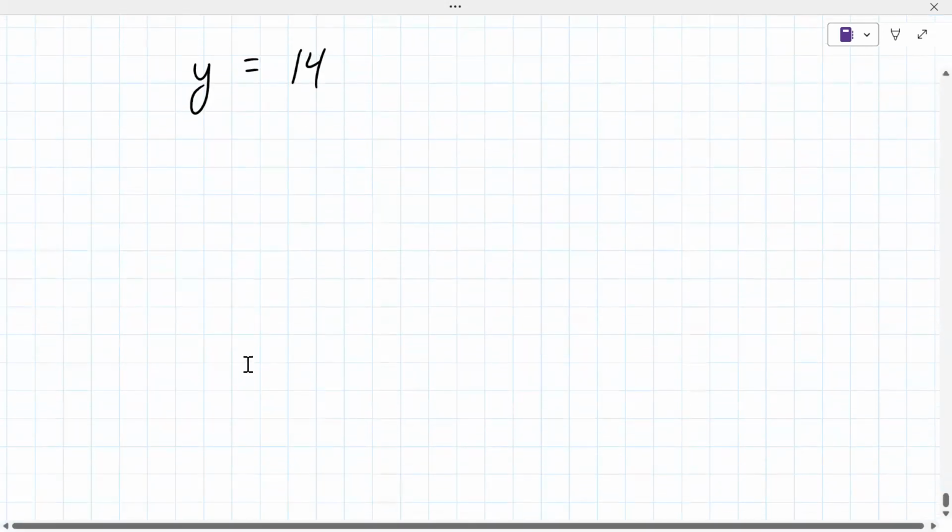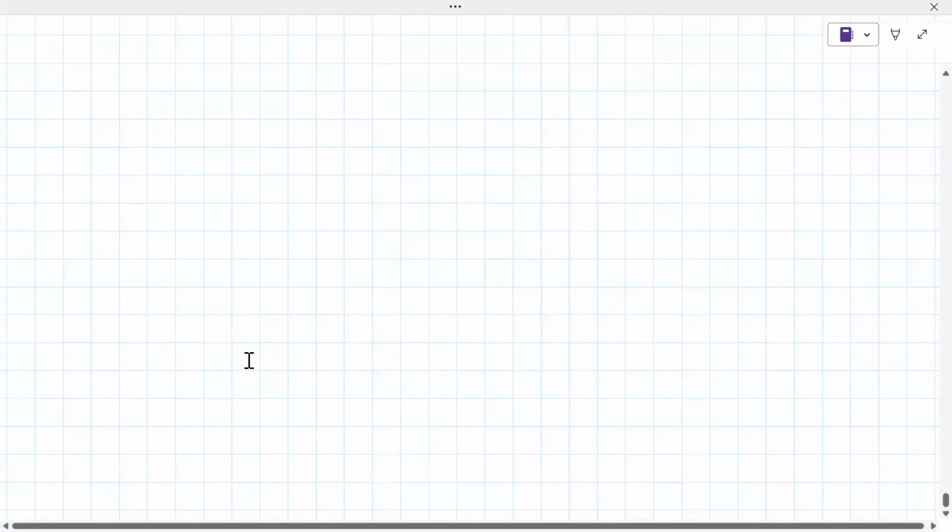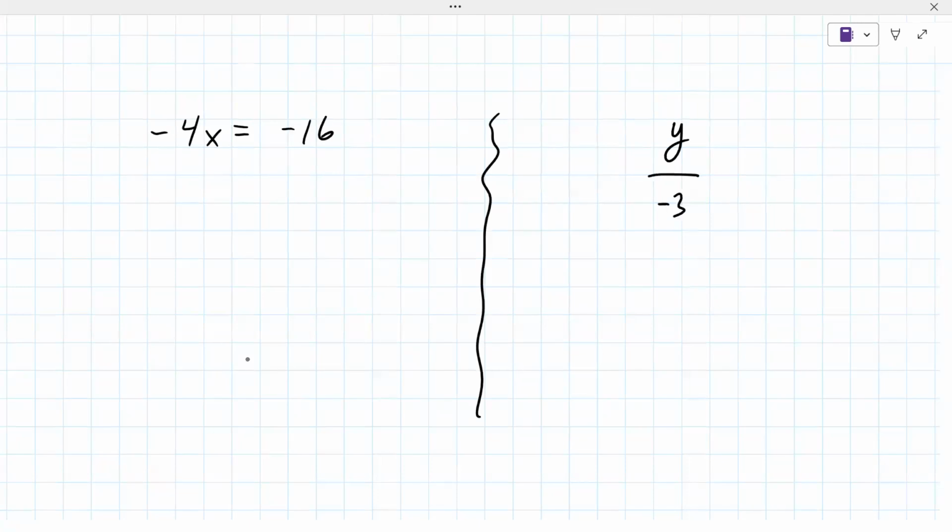All right. So here we go. Let's give you a couple of problems to try here to close out. Let's say it's -4x equals -16, and y divided by -3 equals 2. Let's have you try these and see what you come up with, please.